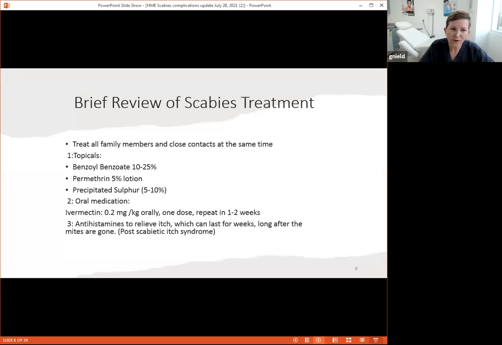And a brief review of treatment. Treat everyone at once. And the common lotions we use: benzyl benzoate 10 to 25%, permethrin 5%, precipitated sulfur 5 to 10%, and oral medication ivermectin, and then antihistamines to relieve the itch known as post-scabetic itch syndrome.